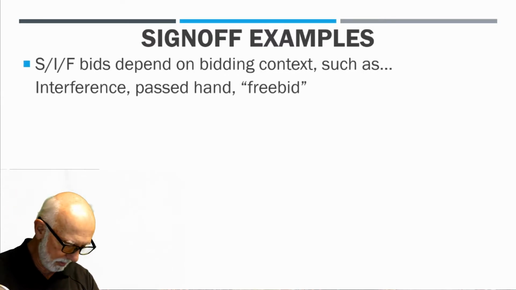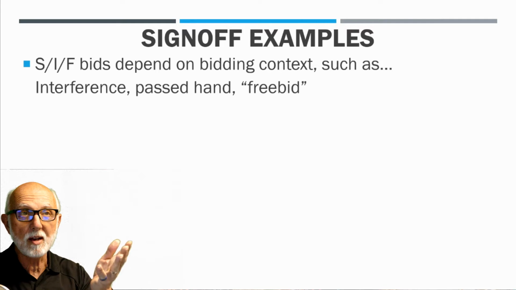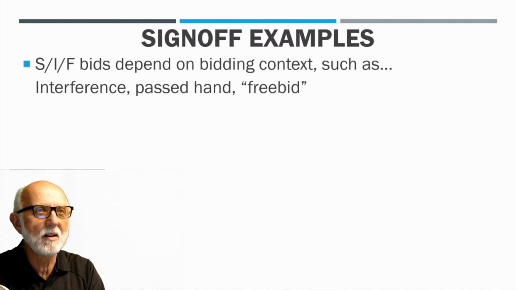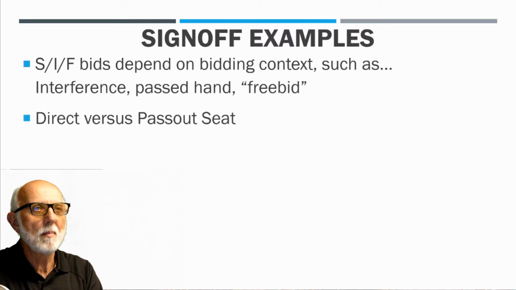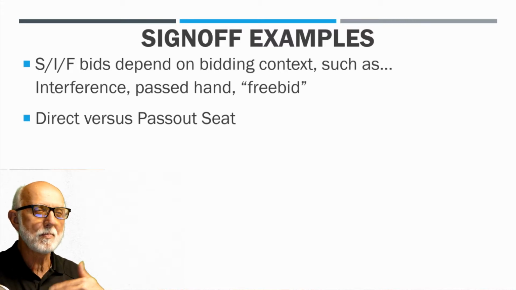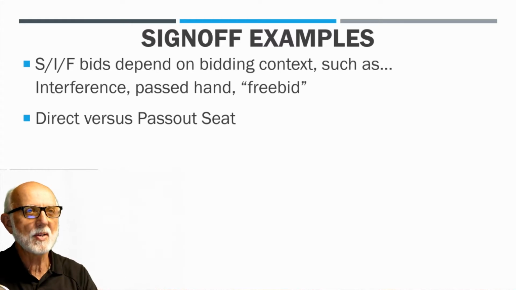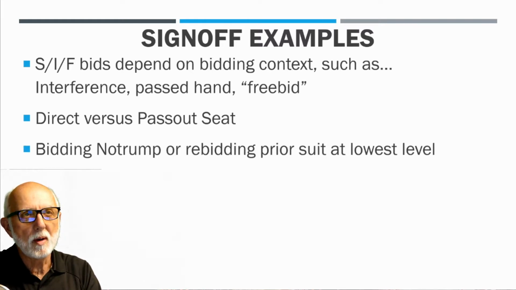So as we talked about the other day with sign-off bids, first of all, there are sign-off, invitational, and forcing bids, depending upon the context. And that even includes things such as interference, whether you're a passed hand, and whether there is a free bid going on. Grace, could you turn the volume down, please? Thank you. Okay, so as far as the bids then, we have the direct versus the pass-out seat. If the opponents are bidding and I make the next subsequent bid, then that is in the direct seat. If it's gone 2 passes and I'm in the last seat, then it's the pass-out seat, and we can oftentimes have lesser values. So, okay, so no trump bidding.